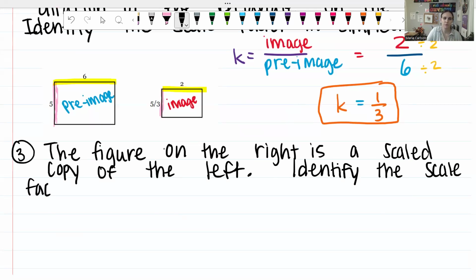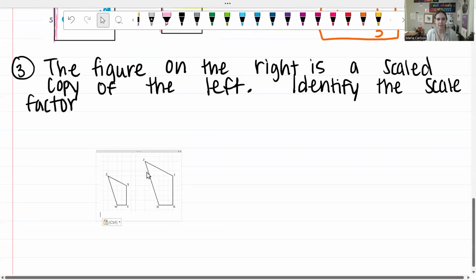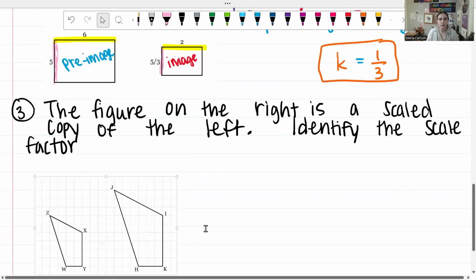In this image, if you don't have a printer, just do your best to hand sketch it. You don't need to recreate the grid, just maybe draw the shapes and then label the lengths that you can easily count. That's what I did in my notebook.